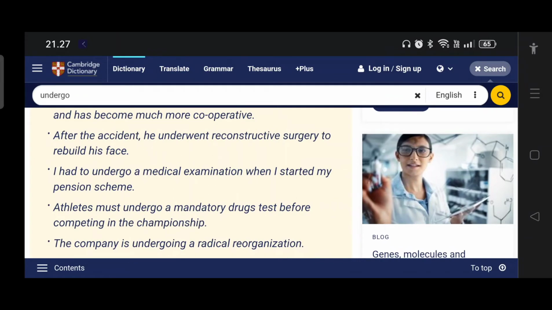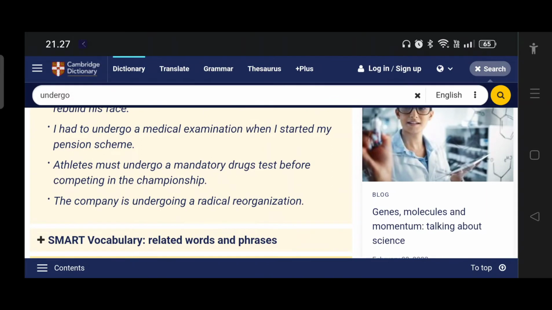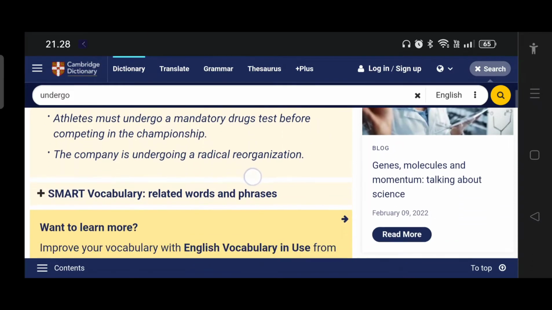Athletes must undergo a mandatory drug test before competing in the championship. The company is undergoing a radical reorganization. Okay, now you see the examples. Well, what's next?